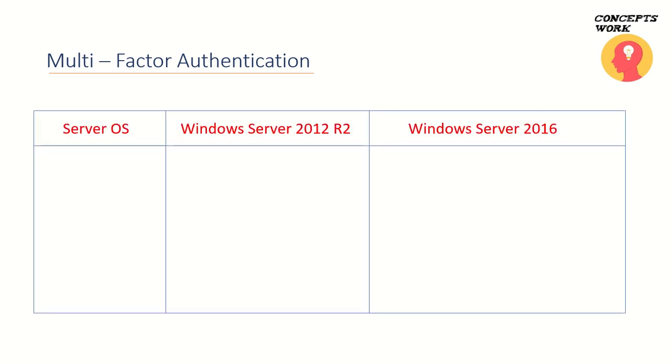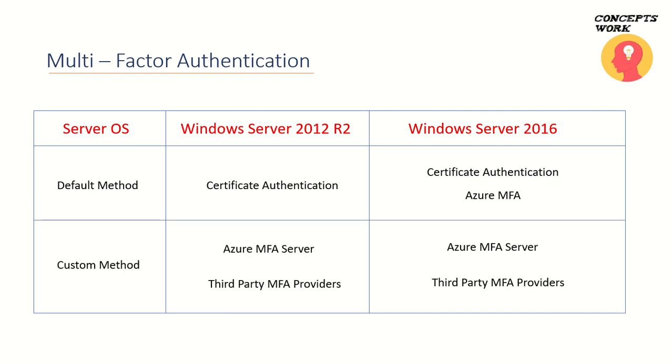So if we talk about both the operating systems which we are discussing from the beginning, 2012 R2 and 2016, the default method on both these OS versions is certificate authentication, whereas 2016 gives you the capability to add Azure MFA or to use Azure MFA as a second factor authentication method. And this is something which is available by default. If we talk about custom method, you can have Azure MFA server set up for both the operating systems as well as you can integrate third-party MFA providers.